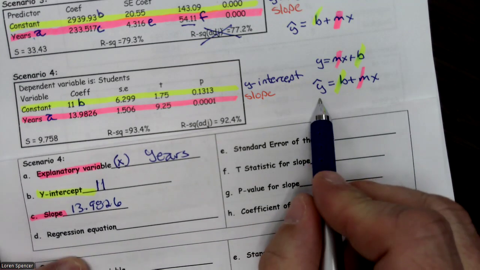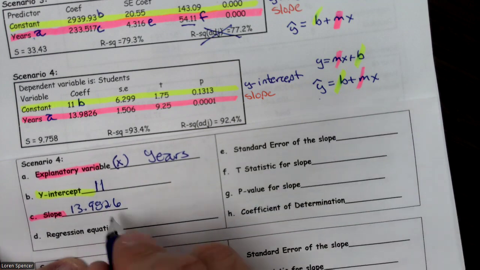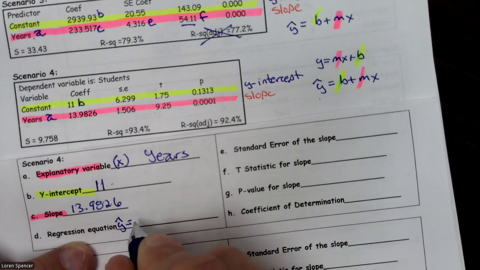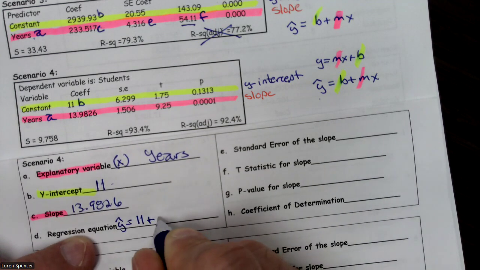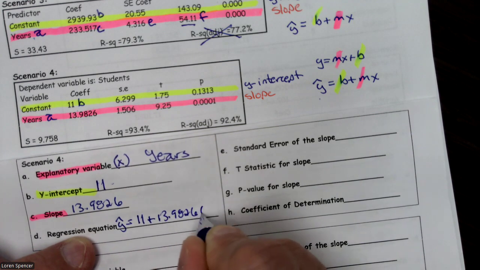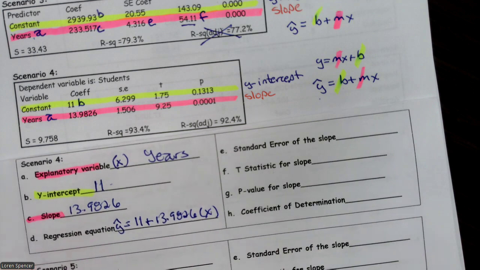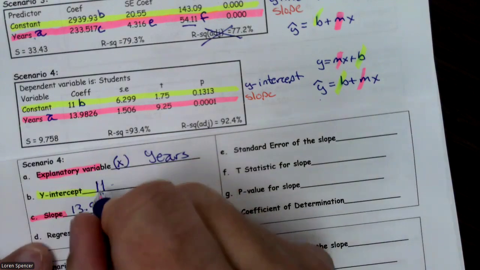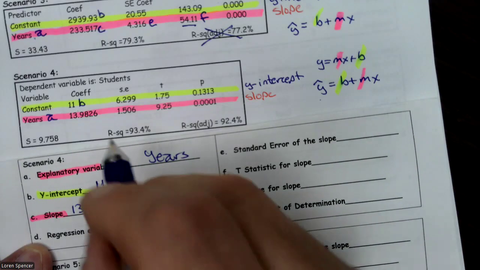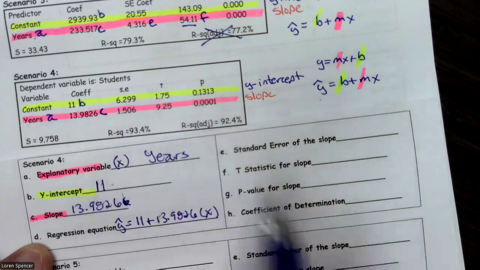The next thing we asked for is our regression equation. We're always going to start off with y hat equals b plus mx. So y hat equals, there's our b, 11 plus 13.9826, and we just put an x there. All right. So that takes care of writing our regression equation. I'm going to put that C there.